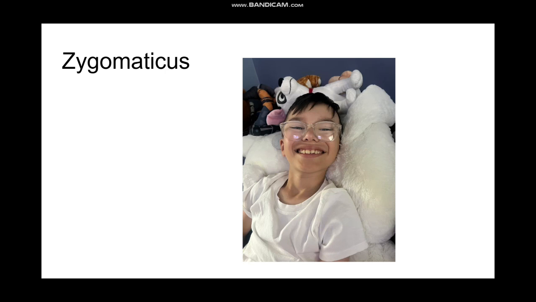This is the zygomaticus, and this one's very self-explanatory, but if you can't seem to remember, you can think of it as the genuine smiling muscle. That's how I think of it. That's how I first thought of it when I was trying to memorize all of these muscles and what they do.